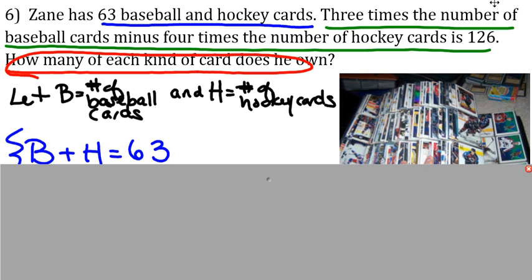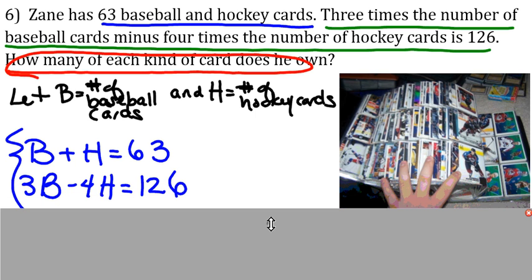We also know 3 times the number of baseball cards, so 3B, minus 4 times the number of hockey cards, 4H, is equal to 126. So here's the system that we need to solve.